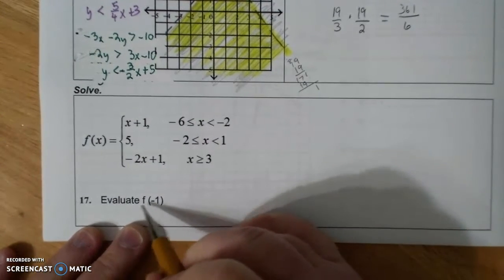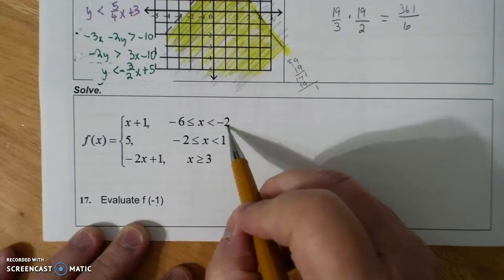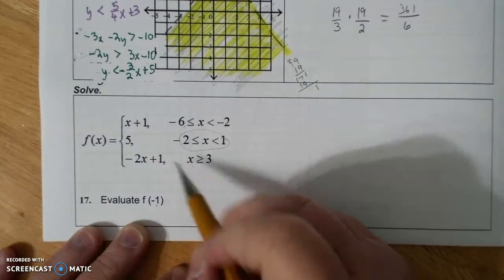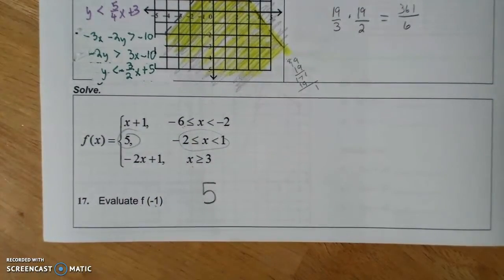Evaluate. F of -1, that's an x with -1. -1 is not in that bound. -1 is in this bound. It's not in this bound. So my final answer is 5. That is page 2 of the Unit 10 review.